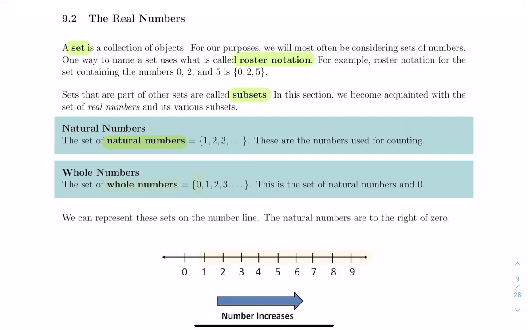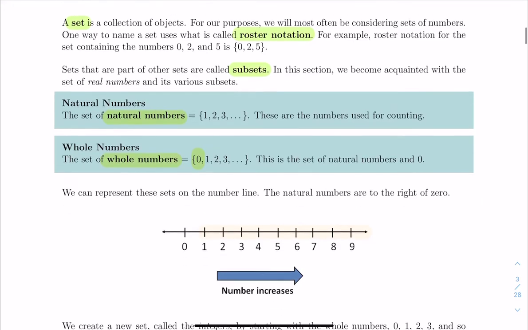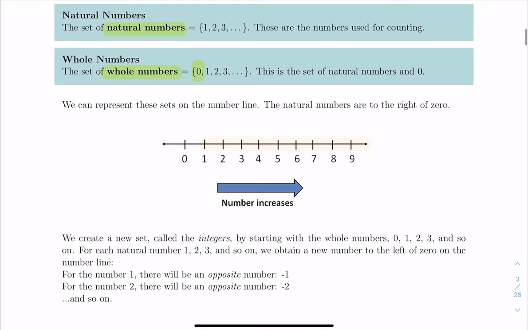The next set is whole numbers. And so the only difference between natural numbers and whole numbers is the fact that in the whole numbers, we include the number 0. So it's still the natural numbers, but we've just tacked on a 0 at the beginning. And so we can represent these on a number line. And the natural numbers start from 1. So this is something people mix up all the time. Natural numbers don't include 0, whole numbers do.